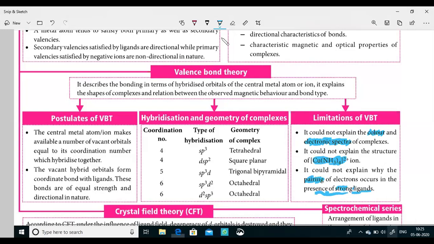Next, let us go for the next screen share. In that next screen share, we are going to explain, okay, next we will go for crystal field theory. Okay, now I will share the crystal field theory.